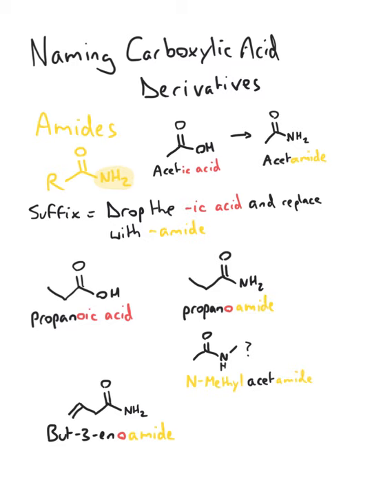So for example, N,N-dimethylformamide looks like a formic acid. You must replace the hydroxy group with the amine, and we have two methyl groups on the amine. So this is N,N-dimethylformamide.